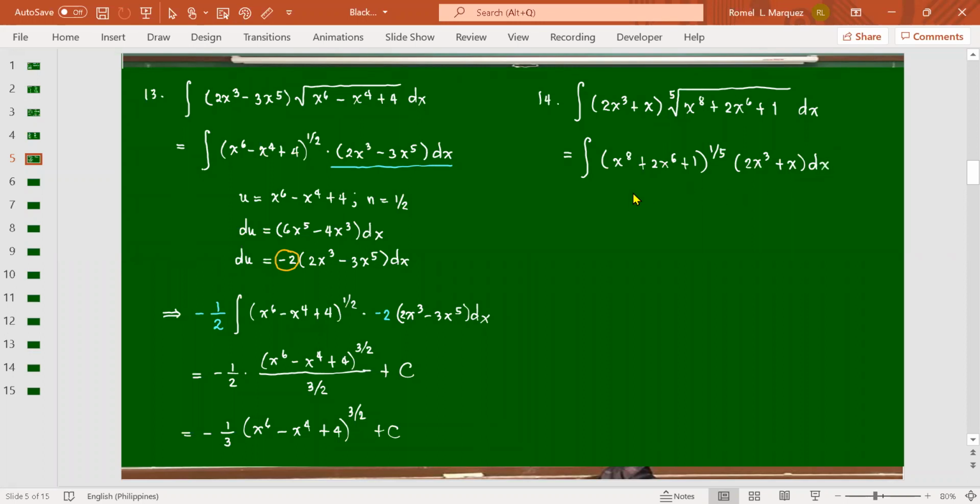If you're going to do it by inspection, is 2x cubed plus x possible to be the differential, I mean the derivative, of the inside? No, sir, because its exponent is only 3, it would be 8x to the 7. So it means you need to do something inside. What are you going to do inside? Is it separable?